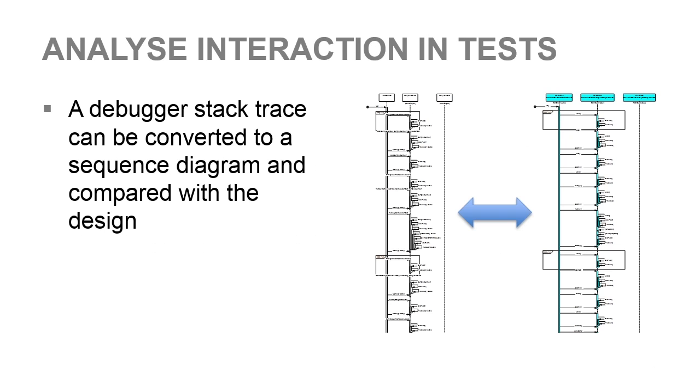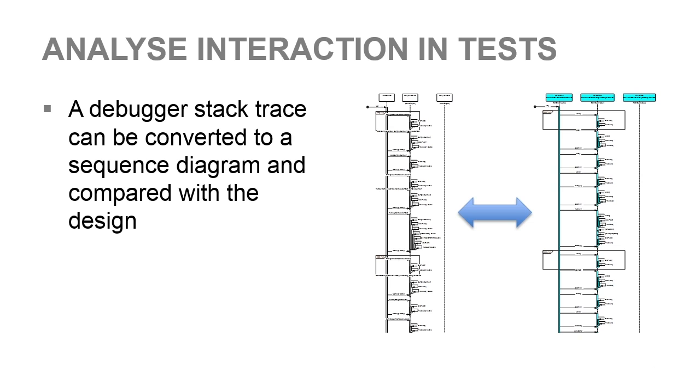Some tools allow the developer to capture the actual interaction that goes on when the program runs in the form of a stack trace, and then convert this stack trace into a sequence diagram that shows what happened. This can be very useful for debugging programs, although these can get very large very quickly and are best used for self-contained test cases.